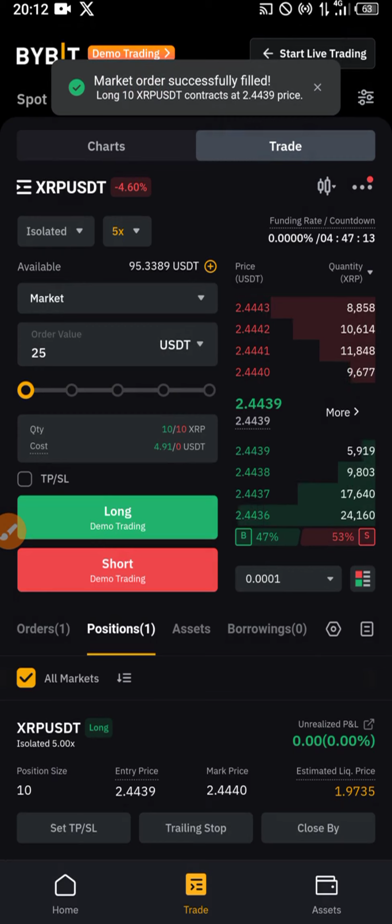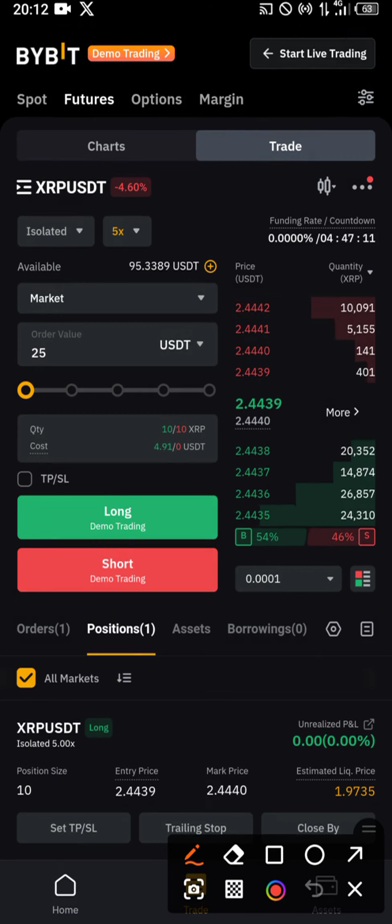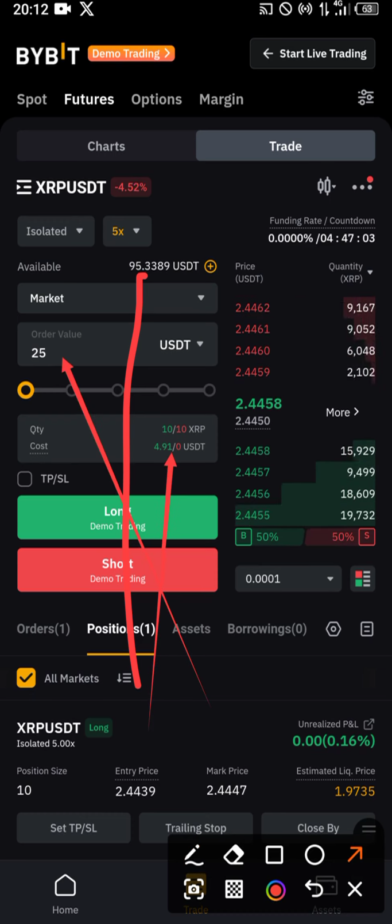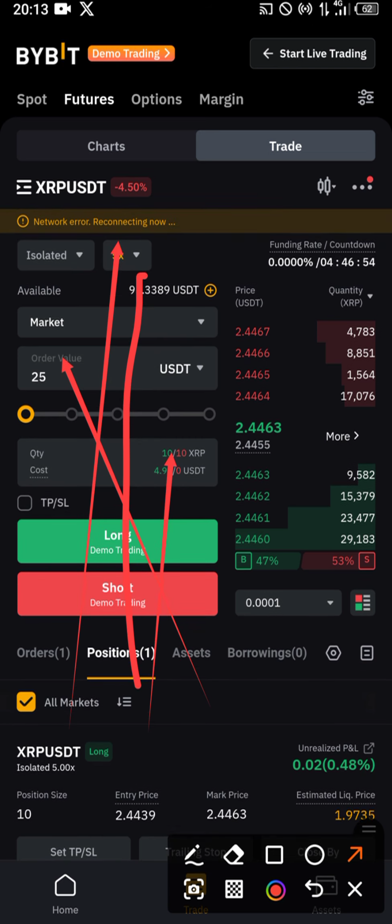You can see I'm having a balance of 95.3381. They only deduct 4.91, not this 25 USDT. Why are they not deducting this 25 USDT? Because I'm using 5x leverage. 25 divided by 5 is going to give us 5, right? That's how it works. I hope you understand.